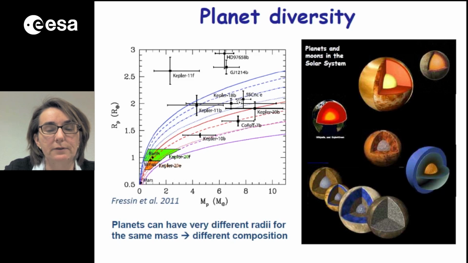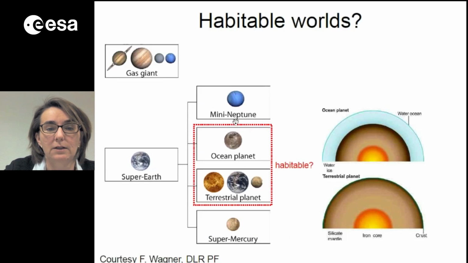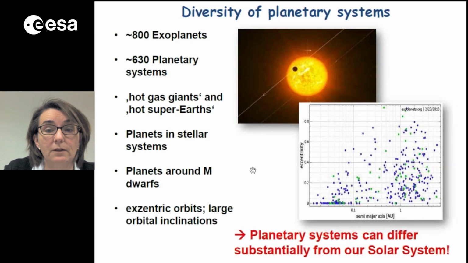But even here in this range, we have quite a large difference in radius for similar masses. And that tells us that the composition range of planets is much more diverse than what we would expect and what we would find in our solar system. So are these planets habitable? Well, if we keep in the super-Earth regime, what we find is planets which could have low densities, high water ice content, so something like ocean planets, but also rocky planets with a high iron core. And which ones are these habitable?